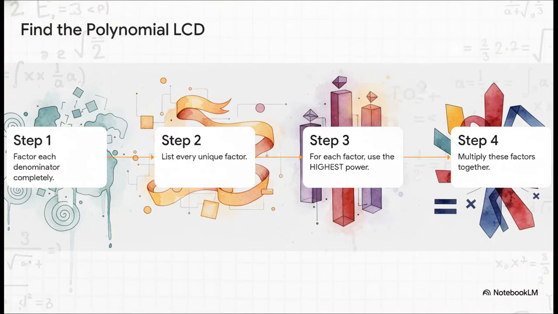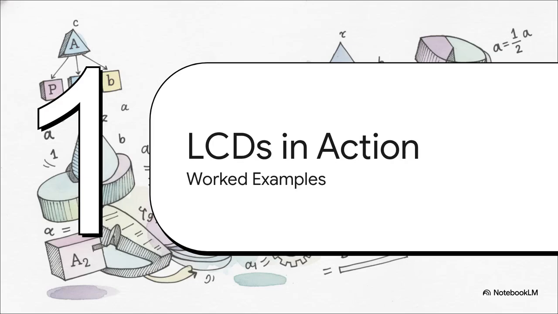Here it is, our 4-step playbook. Step 1, and you cannot skip this, ever. Factor each denominator all the way down. Step 2, make a list of all the unique factors you found. Step 3, go through your list and, for each factor, find the highest power you see anywhere. And finally, step 4, multiply those highest power factors all together. And that's it. That's your LCD. All right, enough talk. Theory is great, but let's get our hands dirty. We're going to run our 4-step method through 3 examples, starting nice and easy and working our way up to that big one from the beginning.